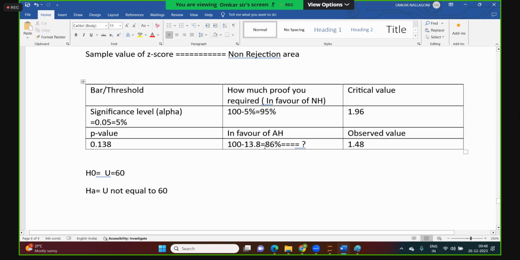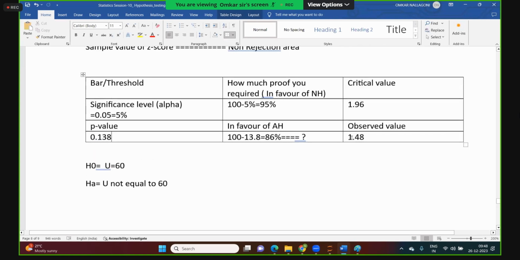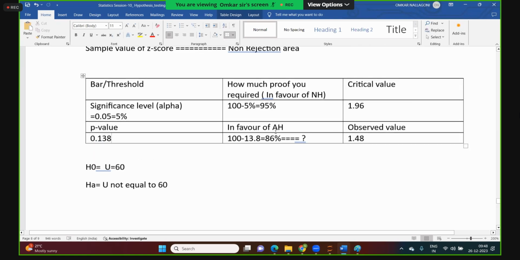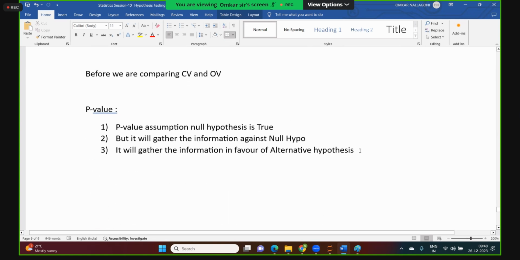That is only the definition: whatever you are doing, the value for 1.48 is nothing but 0.138. 0.138 means how much percentage? 86. So here, with the P value, you are doing the analysis to gather information about the alternative hypothesis. So listen to the statement I'm making very, very clearly.